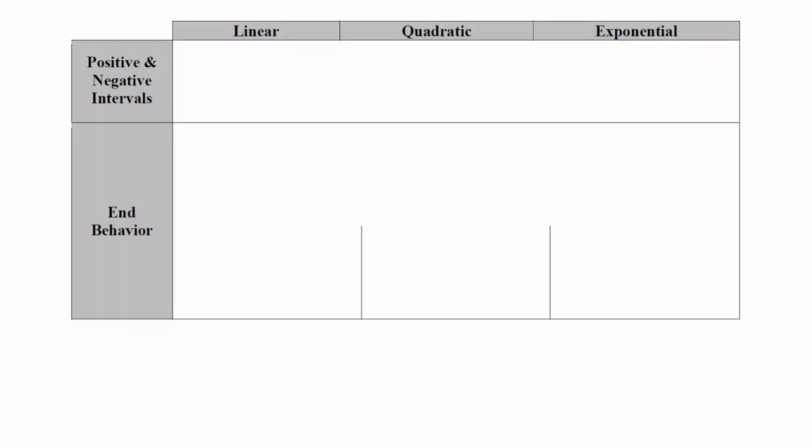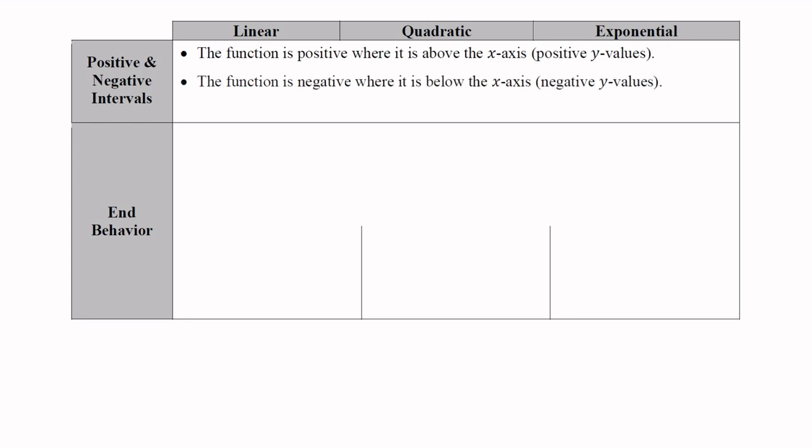For positive and negative intervals, going to operate the same way for all three. The function is positive where it is above the x-axis, where you have positive y values. The function is negative where it's below the x-axis, where you have negative y values. Where there are multiple positive and negative intervals, union them with a U. And that is going to only occur when you have a quadratic.